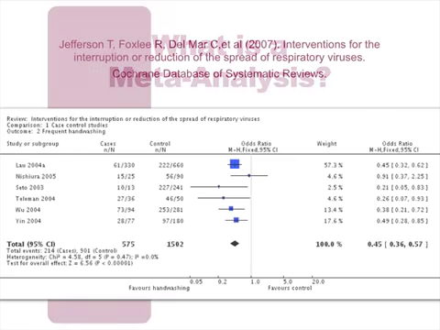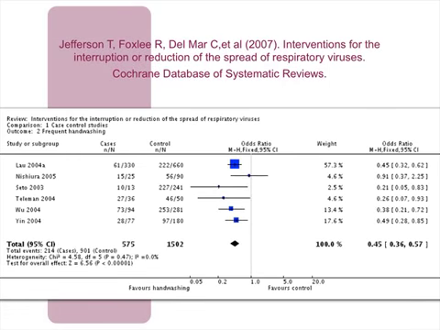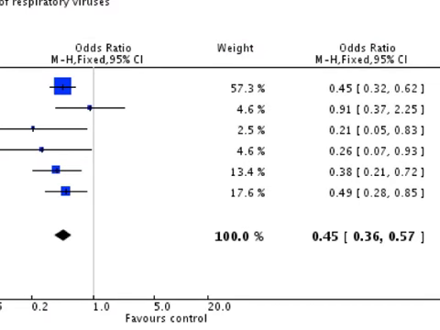So if the outcomes are measured in the same way across studies, they can be statistically combined to be called a meta-analysis. And this is a good example of what difference it makes if people wash their hands 10 times a day or more versus less than 10 times a day for the spread of respiratory viruses within an acute care situation. The meta-analysis is actually the diamond at the bottom of this graph.